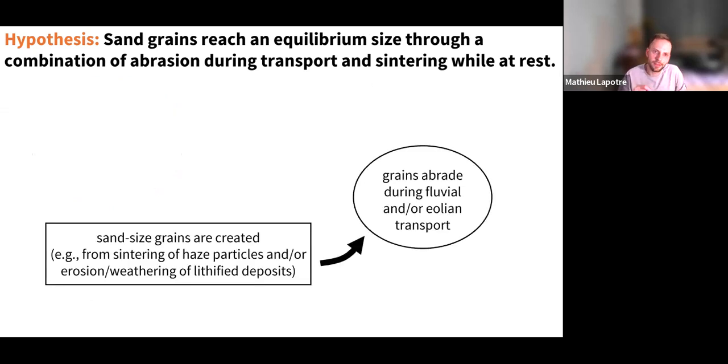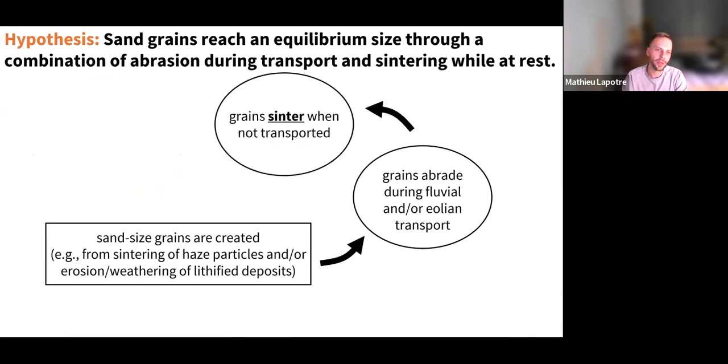And under this mechanism, grains are entrained and transported either by methane rivers or nitrogen winds. And as they get transported, they also abrade upon collisions, which will tend to decrease grain sizes through time. But when the grains are not transported, they may also sinter and coarsen through time. And this part of the process is a little bit different from ooid formation, obviously.